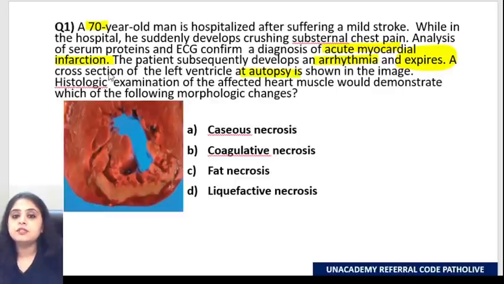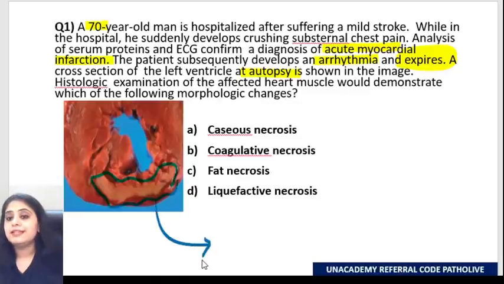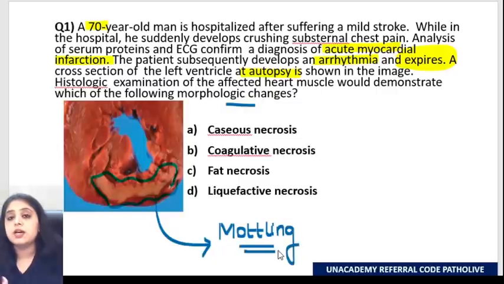So you have the cross section of the left ventricle at autopsy. If I just look at the color of the ventricle, definitely there is one area where the color looks a little different. That is the area where the morphological changes have happened. This color change is referred to as mottling. We call it occasional dark mottling. And what does it signify? This signifies the undergoing death process.